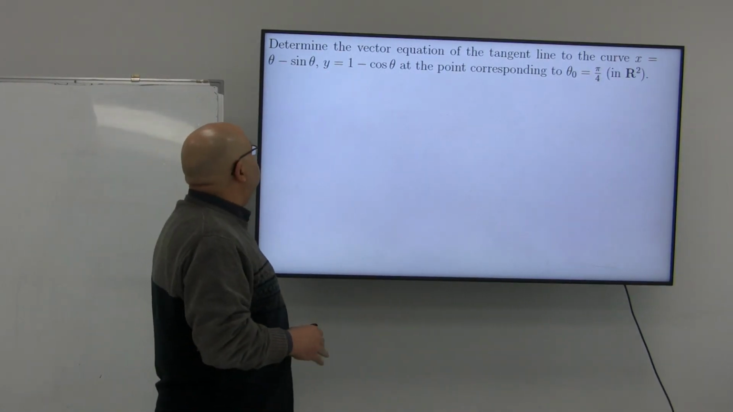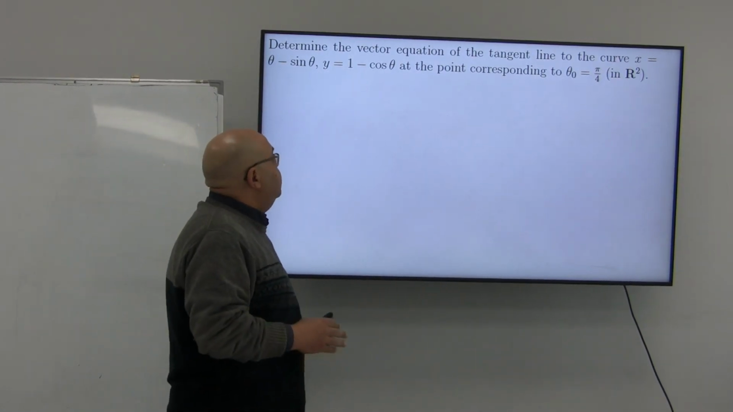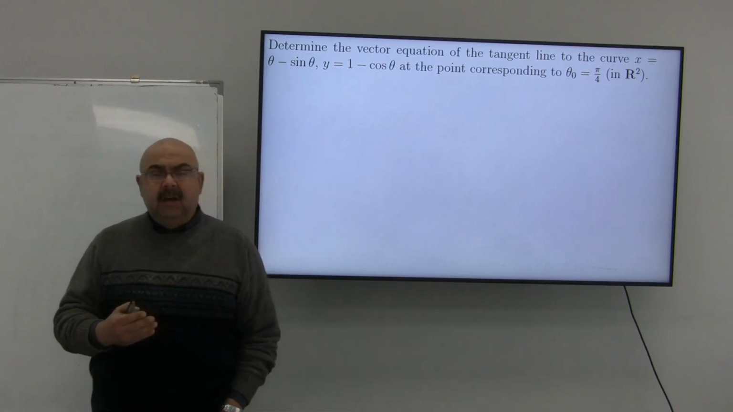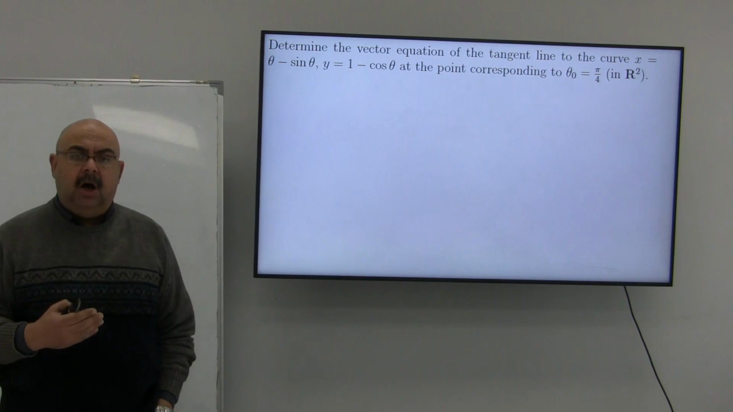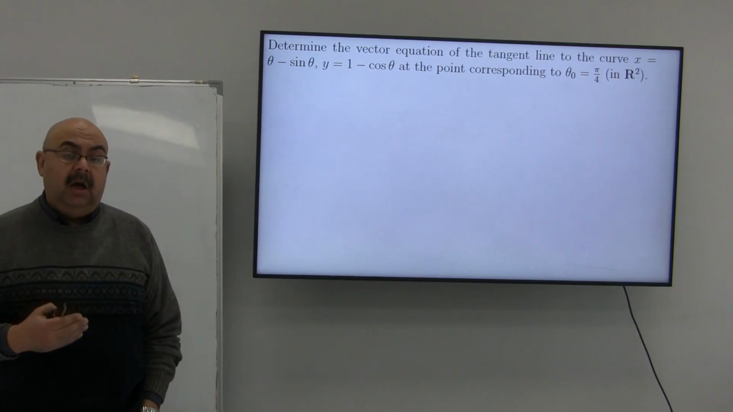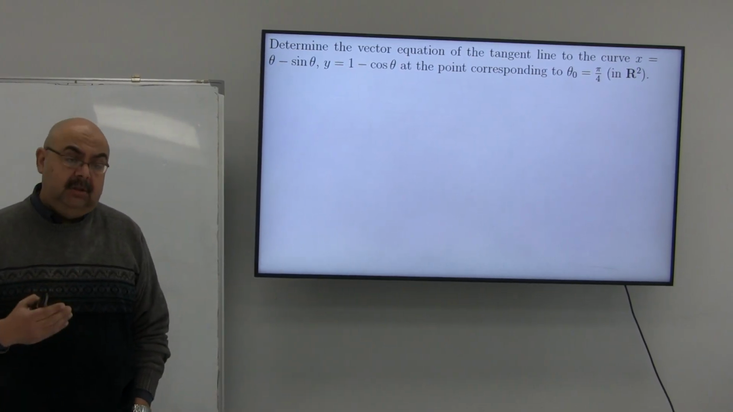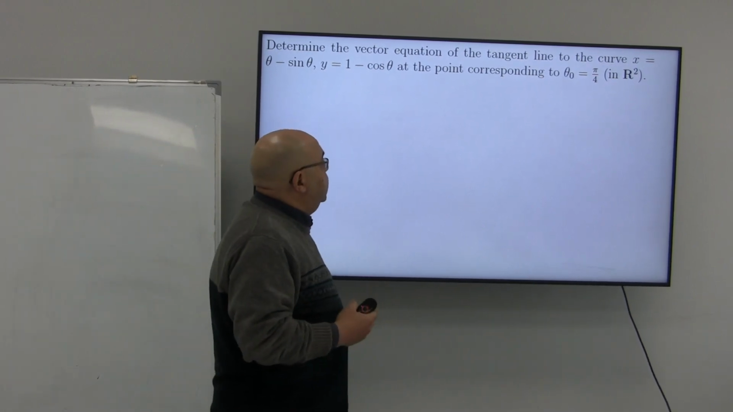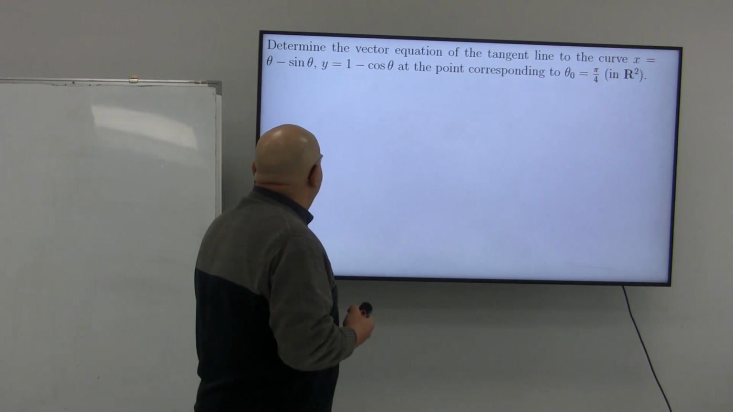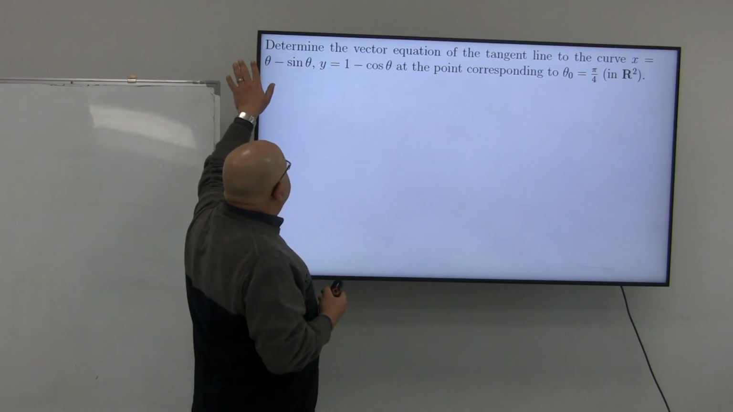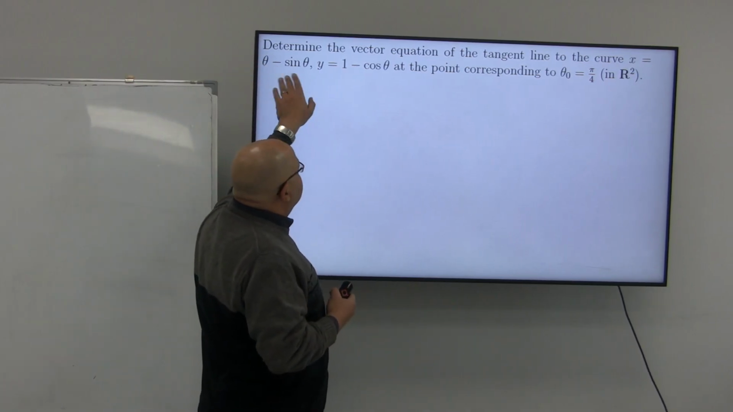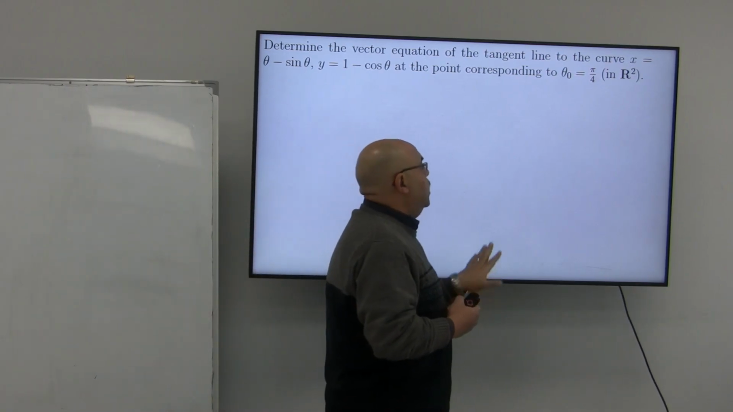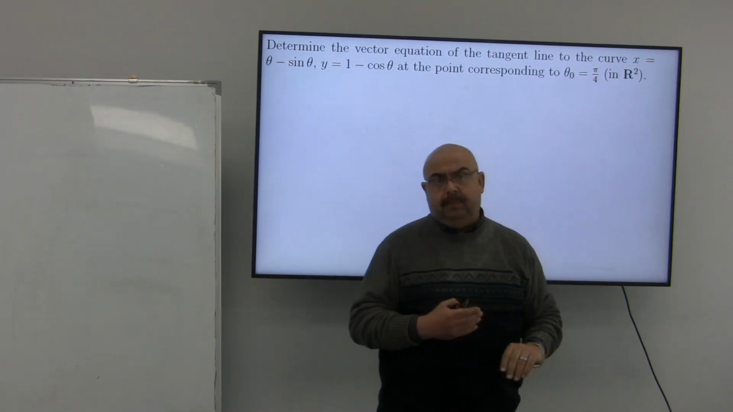For this problem, it is asking you to determine the vector equation of a tangent. So we are back again to the vector equations of a tangent to a certain curve. But here, the vector equation of the tangent line to the curve x equals theta minus sine theta and y equals 1 minus cosine theta, at the point corresponding to theta equals pi over 4.